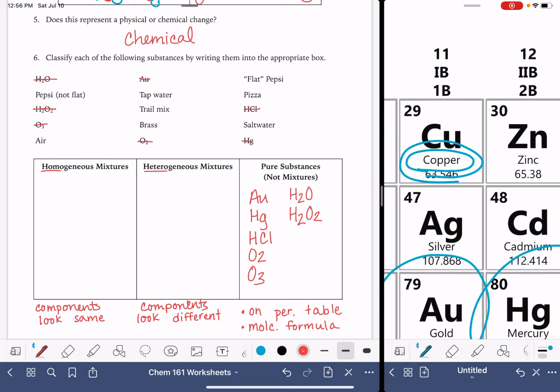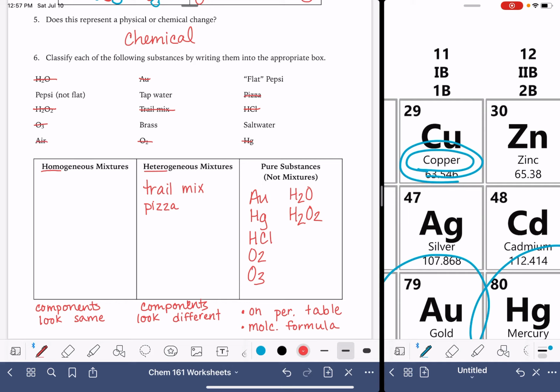And a good example of that would be trail mix. When you look at trail mix, you can see the peanuts, you can see the raisins, you can see whatever is in there. Or pizza, that's also a good example of a heterogeneous mixture because you can see the pepperoni and you can see the cheese.